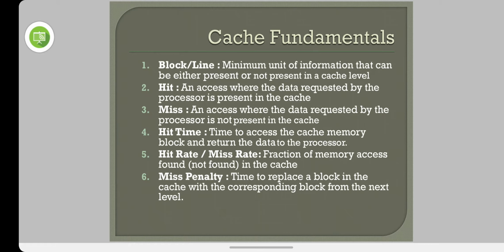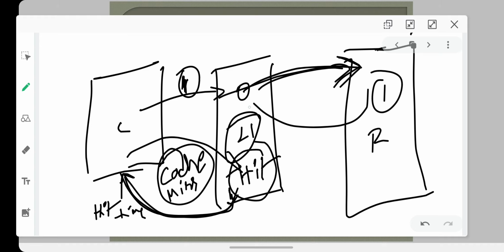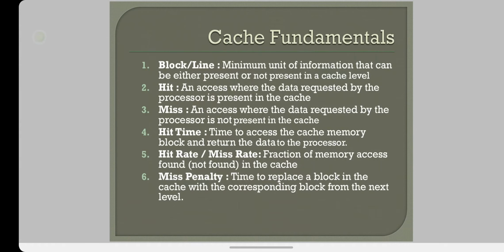Coming to the miss penalty, it is the time to replace a block in the cache with the corresponding block from the next level of memory. As we saw here, when there is a cache miss, we go to the next level of memory to get that particular data. The time it takes, when you have a cache miss, to go to the next level of memory and bring the data back to the L1 cache is known as the miss penalty.